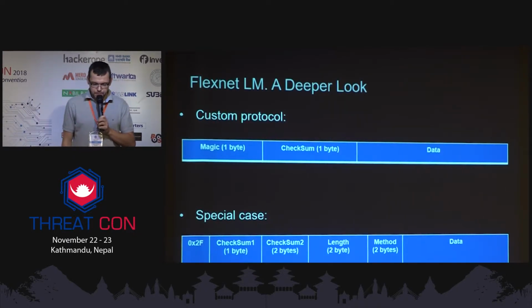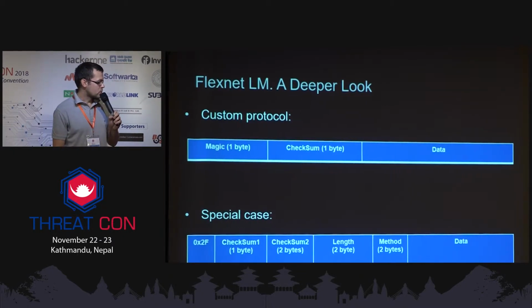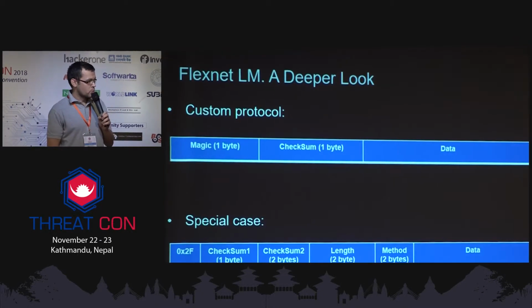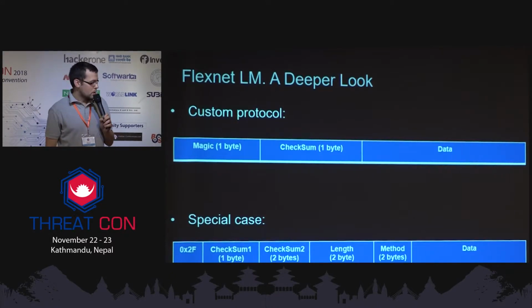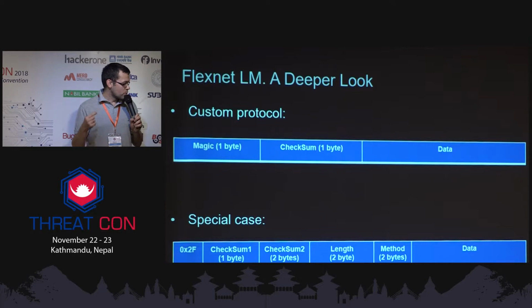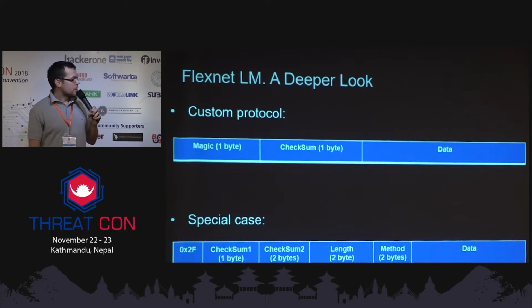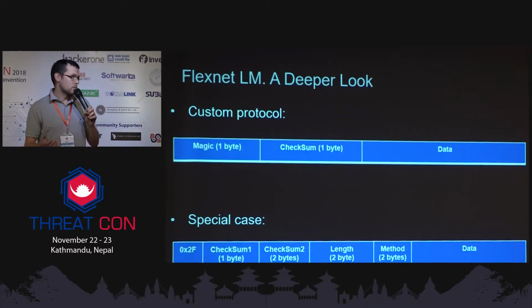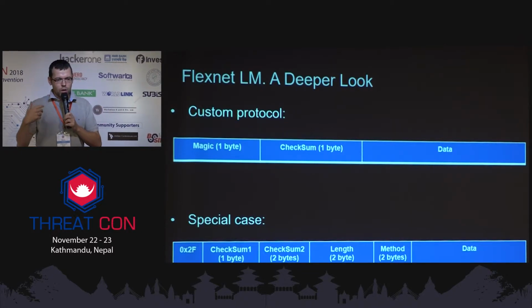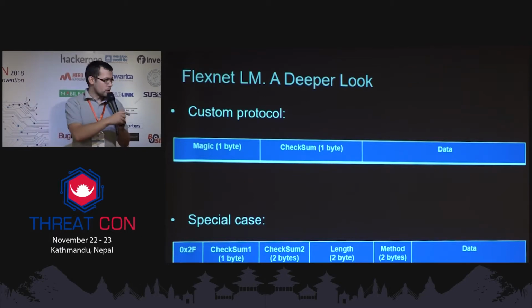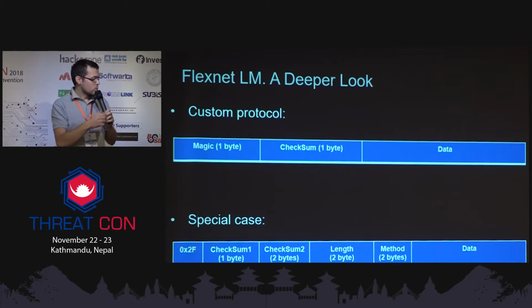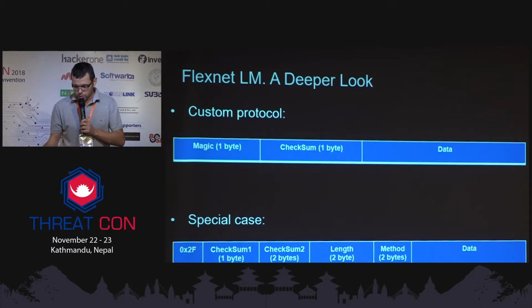In the second case, the first byte is 2F. The checksum is the sum of the first 20 bytes of the packet. The second checksum, I will show you later how it works. It looks like a CRC 16, then length and method. So if we want to call some action, we should point the method, and then the data attached to the method.